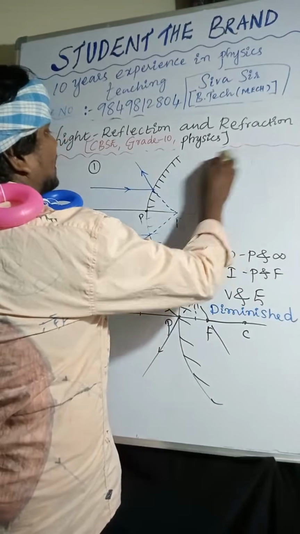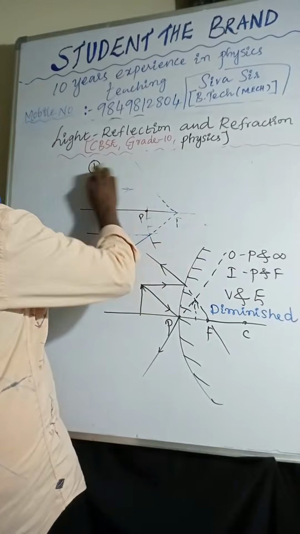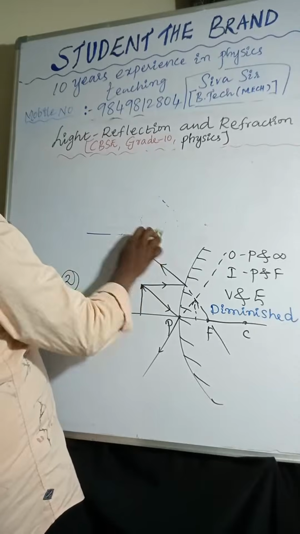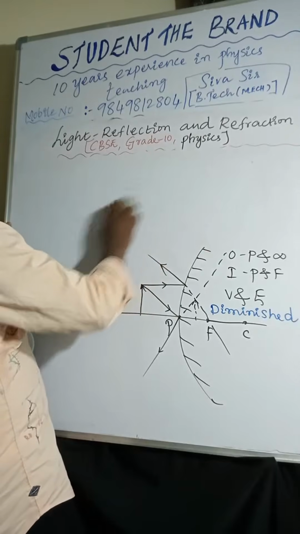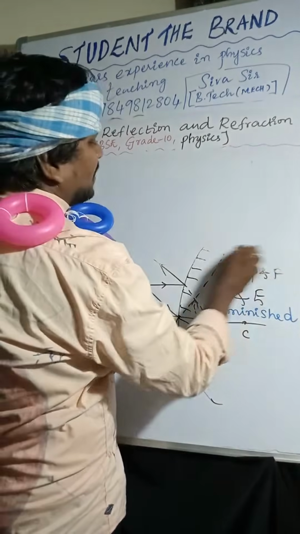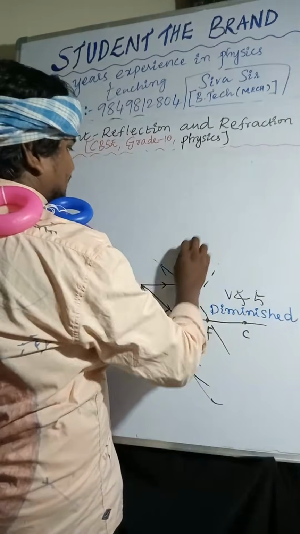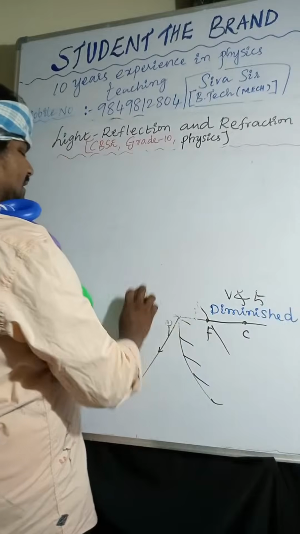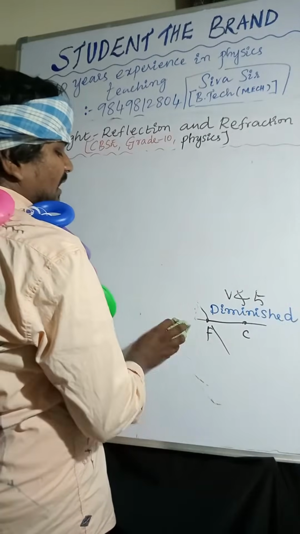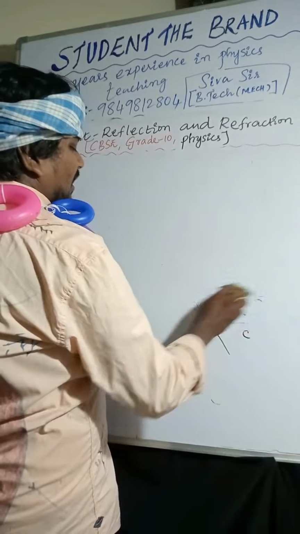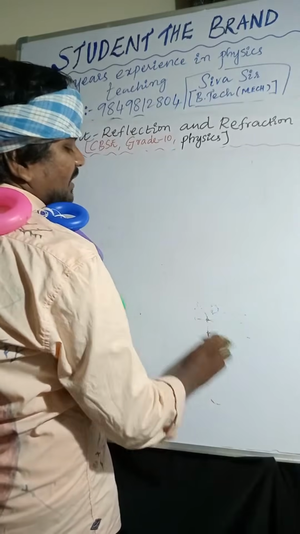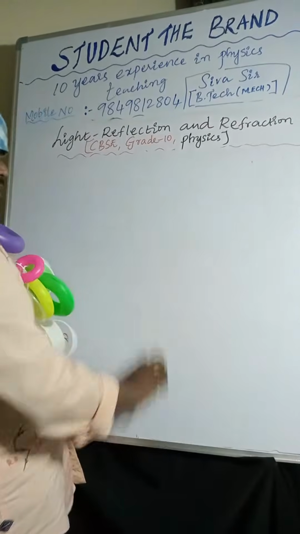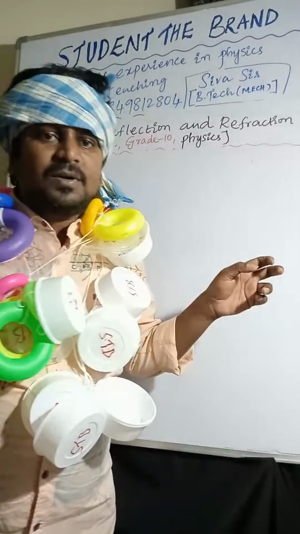New Cartesian sign convention. All distances are measured from the pole. Distances are positive along the incident rays. Distances are negative opposite to the incident rays. Distances are positive above the principal axis.